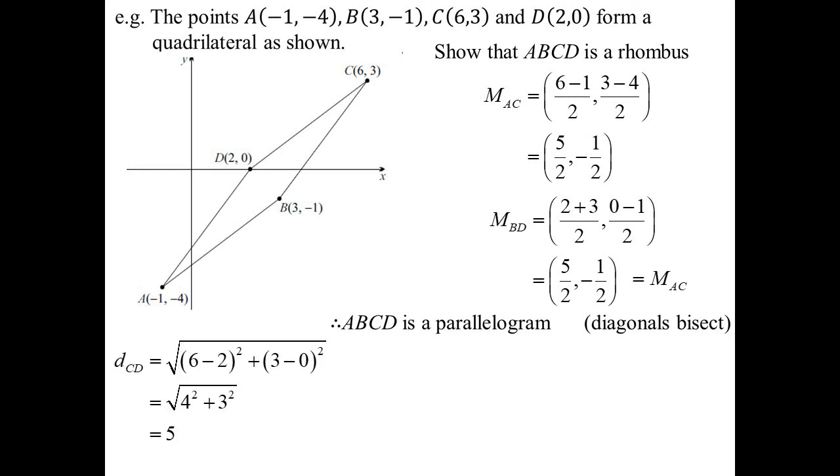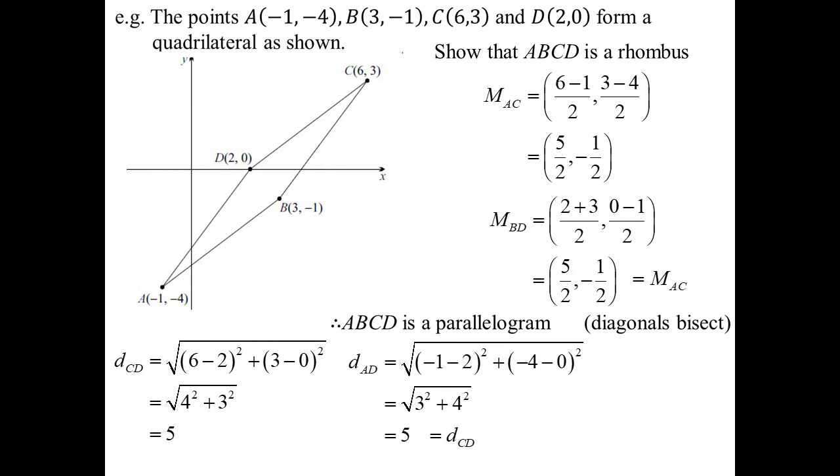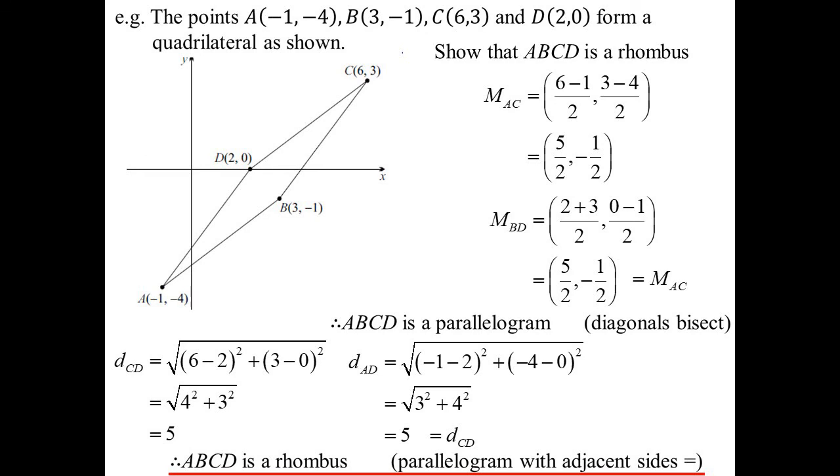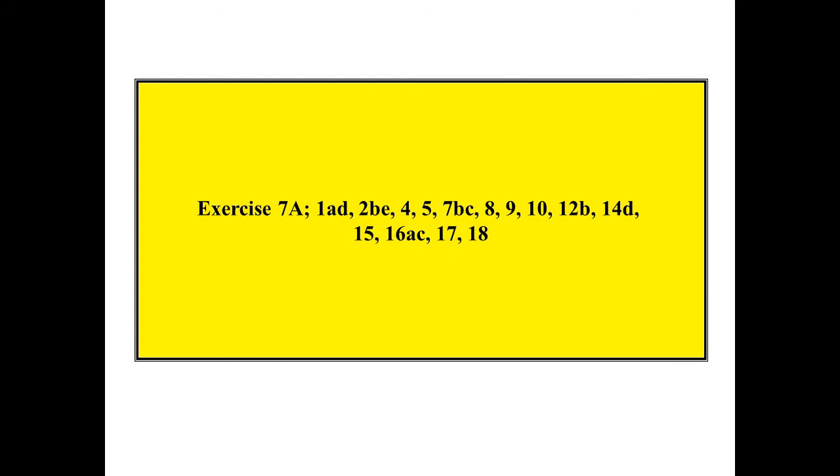I found the length of CD, so it looks like I'm going with the sides here, and it's 5. The length of AD, it's 5 as well. That's now all I need, because what I've now actually shown is that it's a kite, because the adjacent sides are equal. So we now know ABCD is a rhombus because we've shown that it's a parallelogram, but it also has the adjacent sides equal. So it's both a parallelogram and a kite, therefore a rhombus. Okay. We shall play around with that for today.